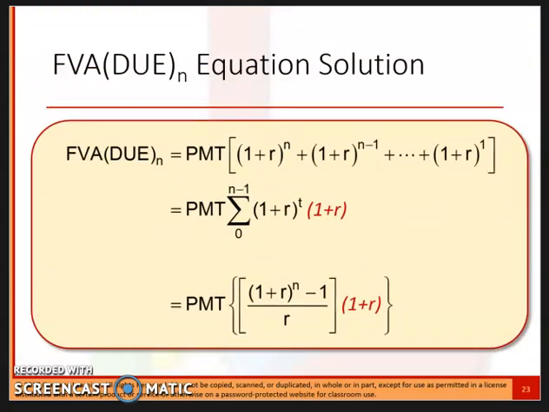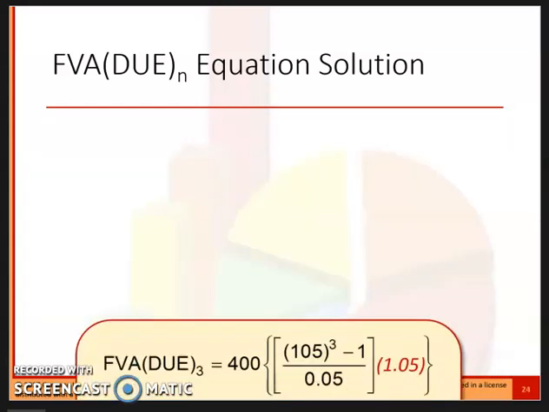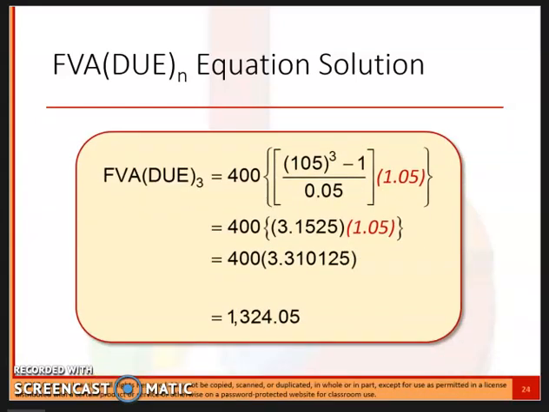So with a formula, we would take the original formula and multiply it by 1 plus r. So our original formula, this should be 1.05: 400 times 1.05 to the third power minus 1, divided by 0.05, and then we multiply that result by 1.05, and that would give us our $1,324.